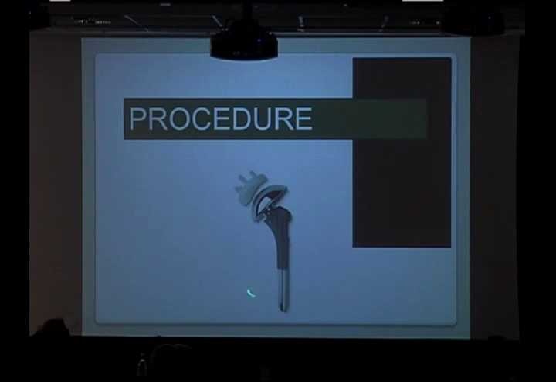This is also a modular prosthesis in that we put the stem down, and when we cut that ball off, we measure it, and we have an array of sizes.